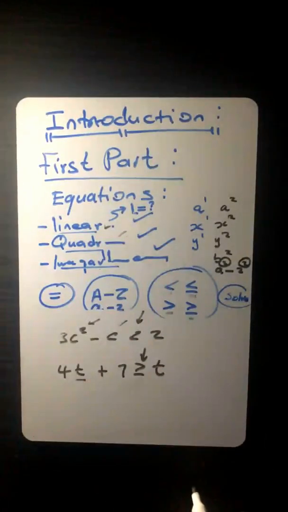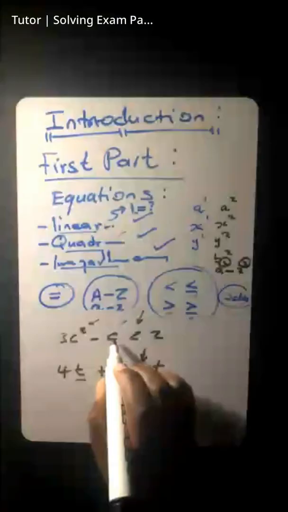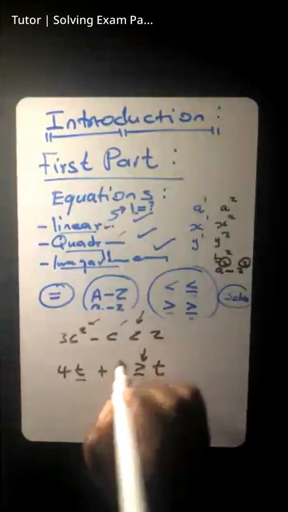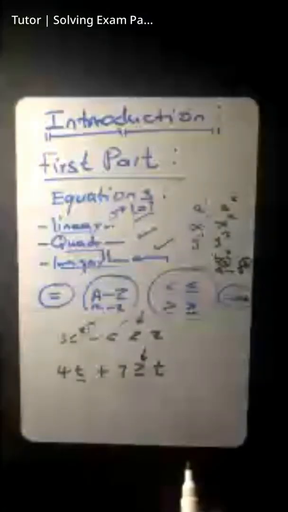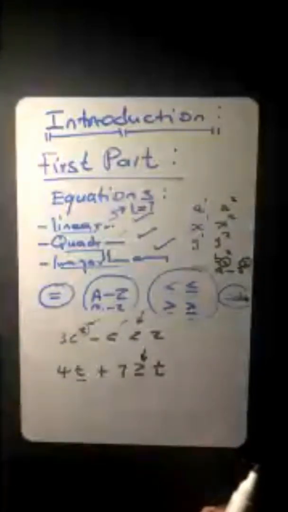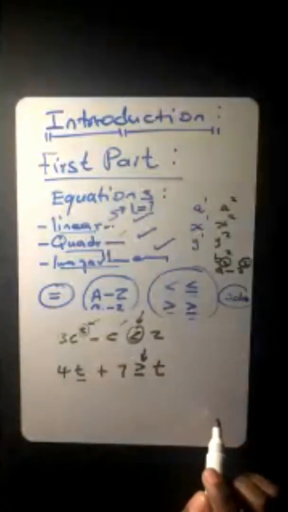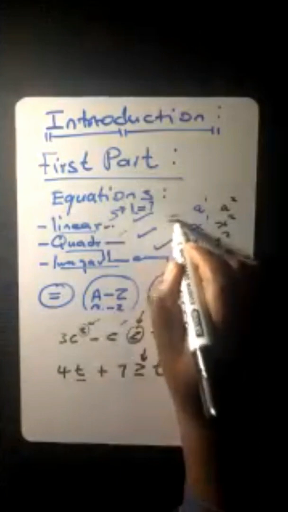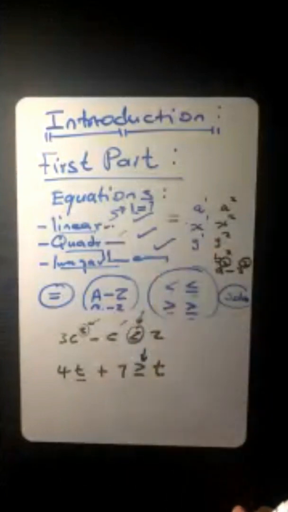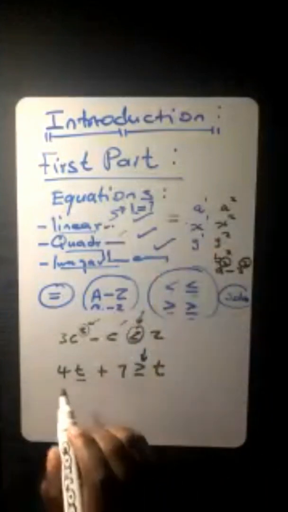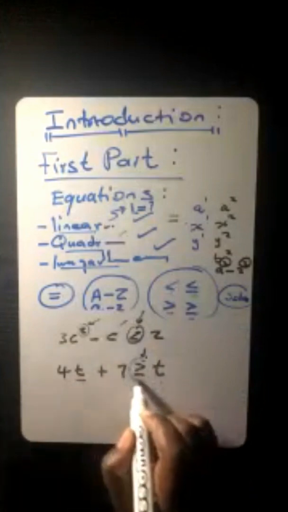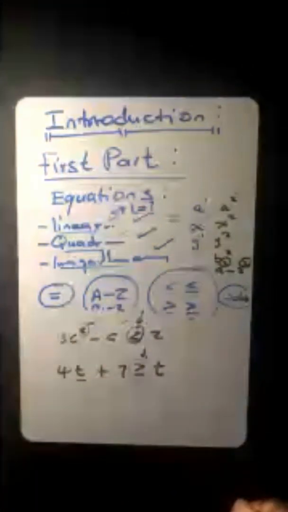But in this case, you can see this letter is not to the power 2, but is to the power of invisible 1. But because you have the same letter to the power 2, it makes it a quadratic problem. What type of quadratic problem? Is it a quadratic equation or a quadratic inequality? Because of this sign, it is a quadratic inequality. If you saw an equal sign, it was going to be a quadratic equation. So this one also, because of that sign, it makes it a linear inequality.